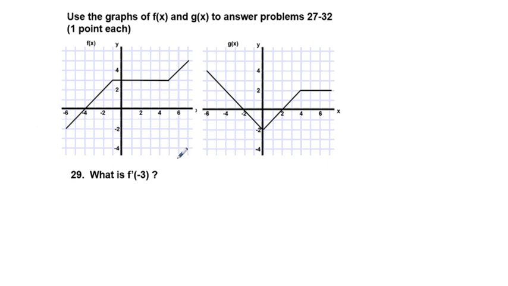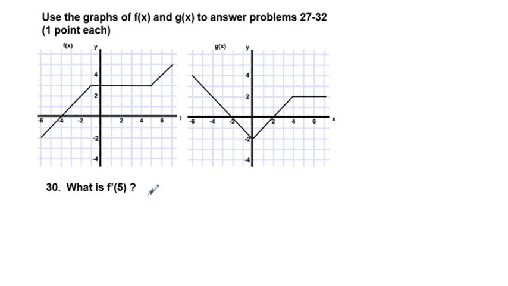What is f prime of negative 3? And so now we go to the f function, and we go to negative 3. And again, we're looking at the slope. And this slope, the rise over run, at this point is going to be 1. Again, if we made an equation out of this segment on the left, we would have f of x equal to x plus 4 across the x-axis, so f prime of x is going to be equal to 1.